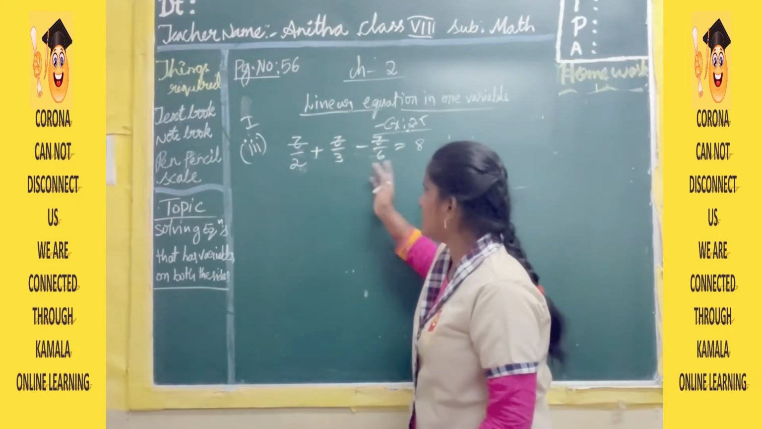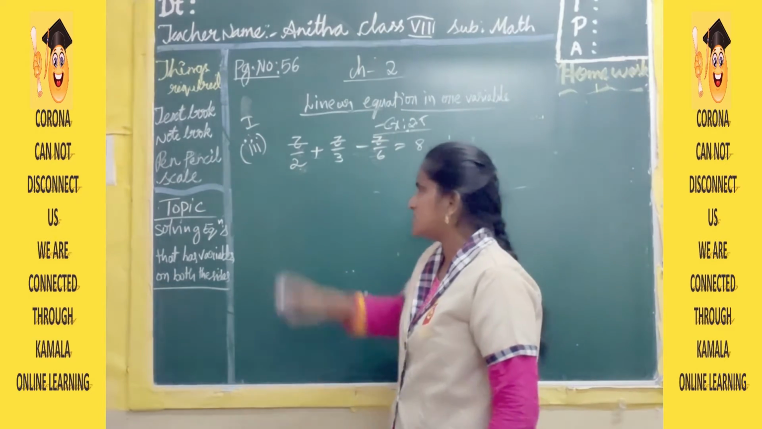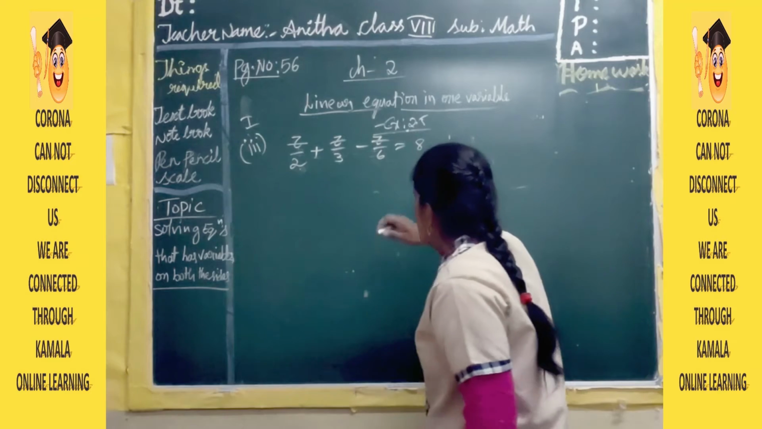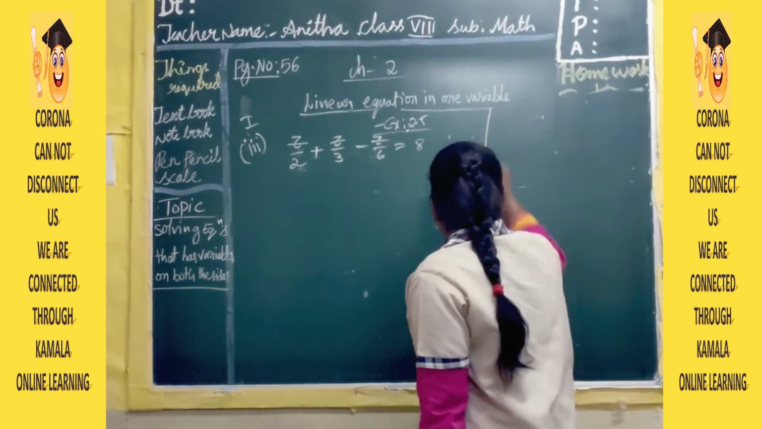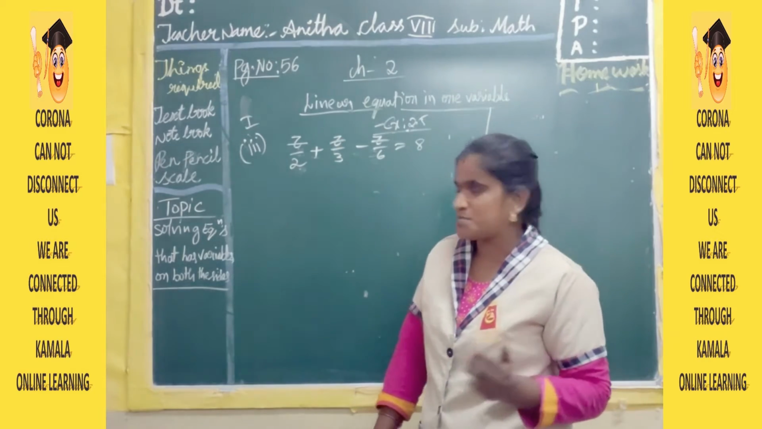Here 3 fractions are there. First we want to take the LCM of these fractions. Denominators 2, 3, 6. The LCM of 2, 3, 6. Children, if any rough work is there, do it in the rough space.